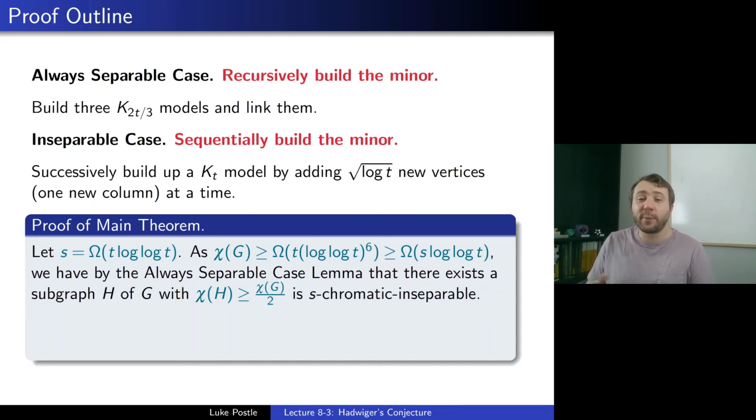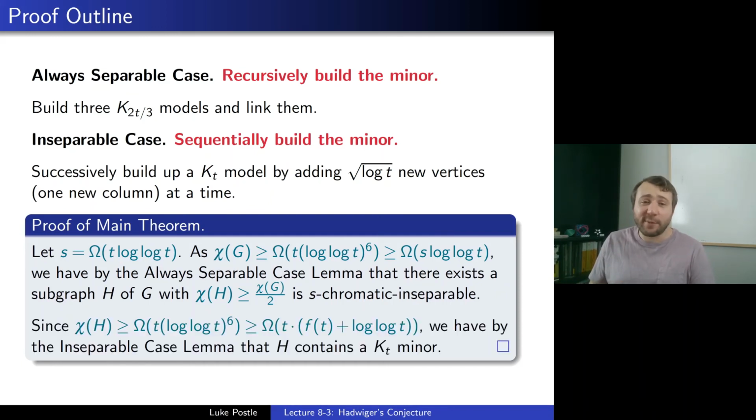If you're always separable, we're done. Otherwise you would have to have an S chromatic inseparable subgraph, and you apply the inseparable lemma, and then you're done. So you can pause and read that, but basically, yeah, divide into two cases like this, and it will work.